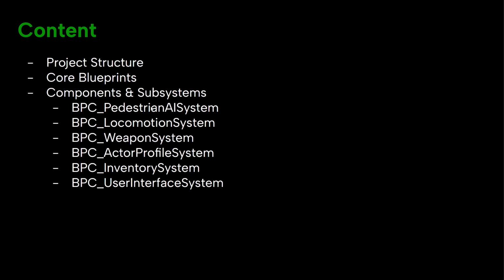So mainly we have 6 different subsystems, including pedestrian AI system, which is one of the core components. And in order to support the additional features provided by the pedestrian AI system, we have 5 different subsystems, namely locomotion system, weapon system, actor profile system, inventory system, and user interface system. I will go through each of these at the demonstration, but just to get an idea, we have 6 different components inside our pedestrian AI system.